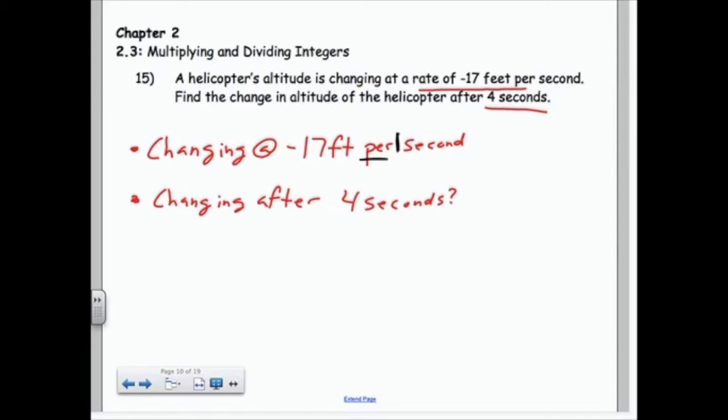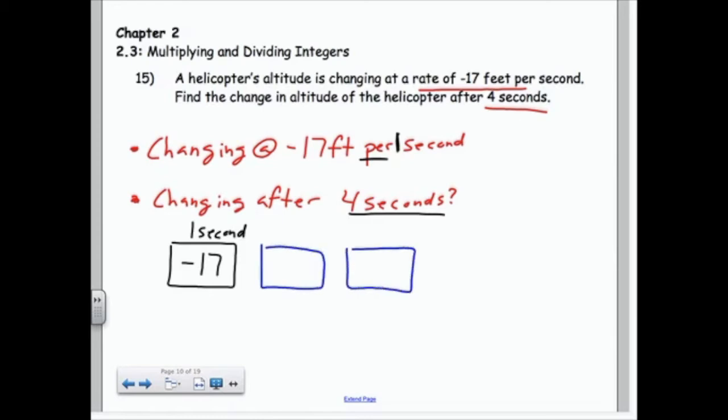So I'm going to draw a rectangle that's going to represent the 1 second. I'm going to put negative 17 inside. Once again, this rectangle represents 1 second. Now the question is asking me for 4 seconds. So that means I should have 4 rectangles. Right? So this is 1 second, 2 seconds, 3 seconds, and 4 seconds. So in each of these rectangles, I'm going to put negative 17.